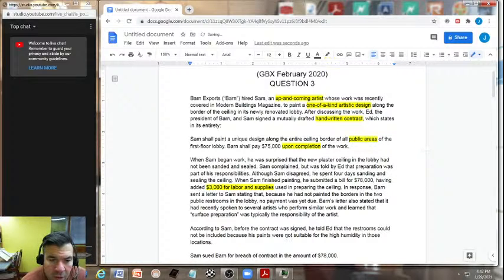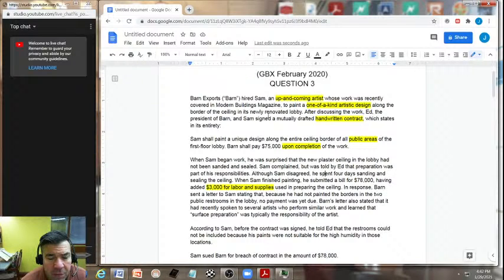question here, in response, Barnes sent a letter to Sam stating that because he had not painted the borders in the two public restrooms, payment was not yet due. Now, Barnes' letter also stated that it had recently spoken to several artists who performed similar work and learned that surface preparation was typically the responsibility of the artists. Now, what we're looking at here also is what is the term dispute here between the parties? Because up here, Sam began work, surprised that the new plaster ceiling in the lobby had not been sanded and sealed. Sam complained, but was told by Ed that preparation was part of his responsibilities. Although Sam disagreed, he spent 4 days sanding and sealing.